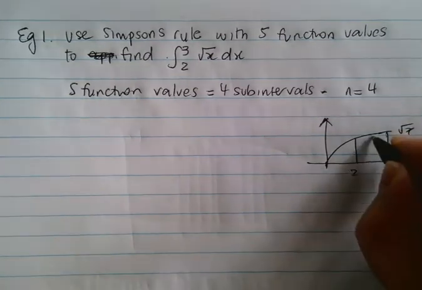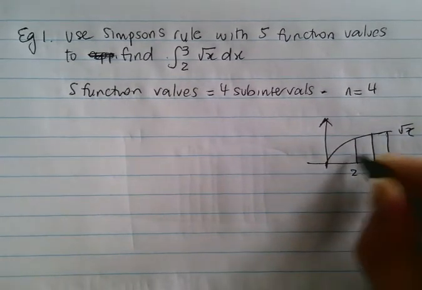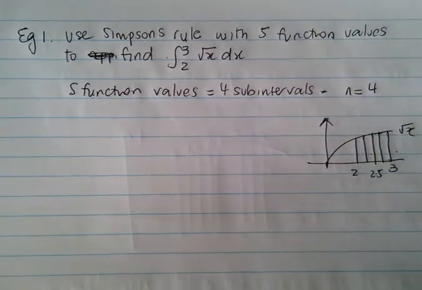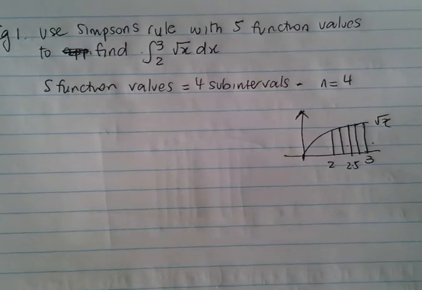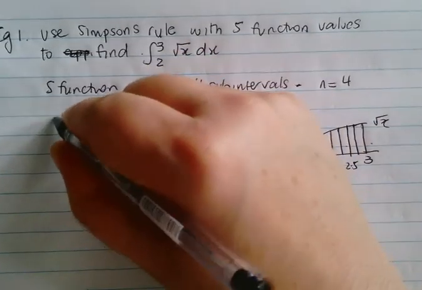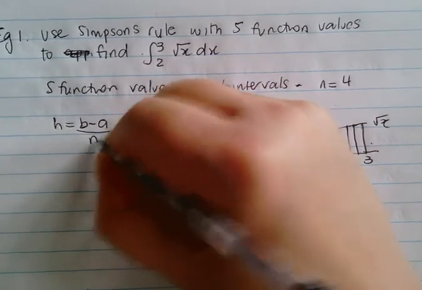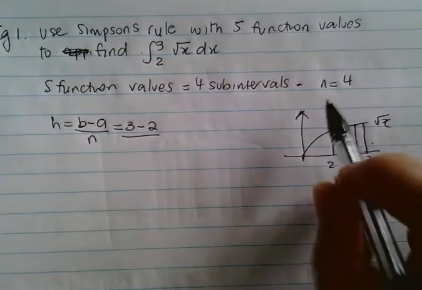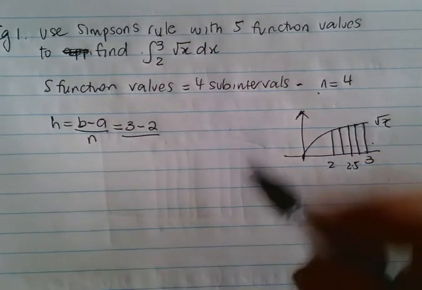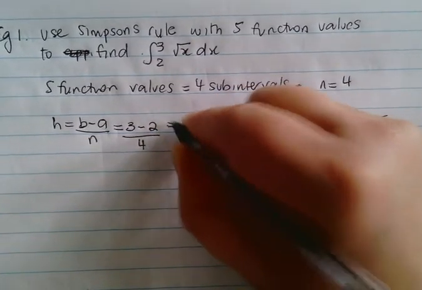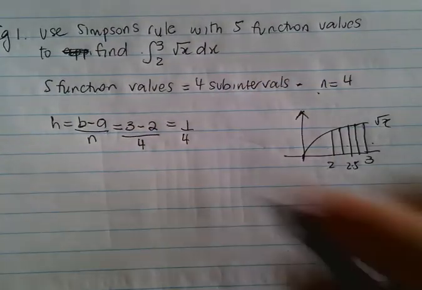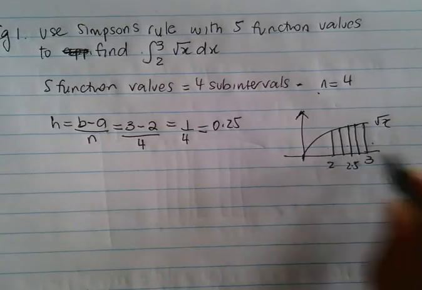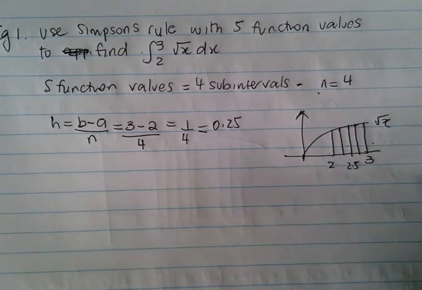But if you want 5 values, I'm going to put a 2.5 in the middle. That's 3 values. What do you think is going to go here? If you're not sure what it goes up by, h is b minus a on n, and your b and your a, that's 3 minus 2 over n. n is the number of subintervals, not the number of function values. So 3 minus 2 on 4, and it goes up by quarters. So h is 0.25.